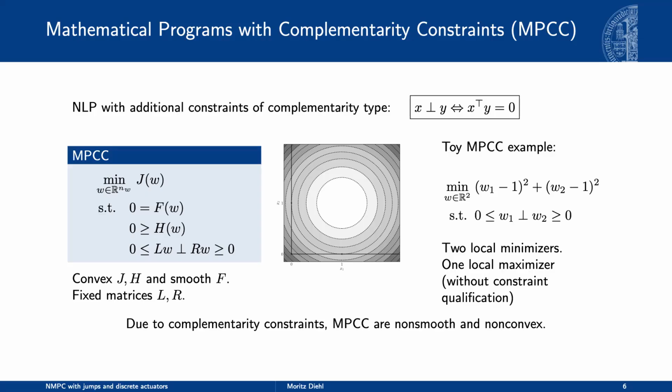The objective function itself is nice and convex and quadratic. And you see that it has a minimum at 1, 1. It has 2 local minimizers at the 2 points.